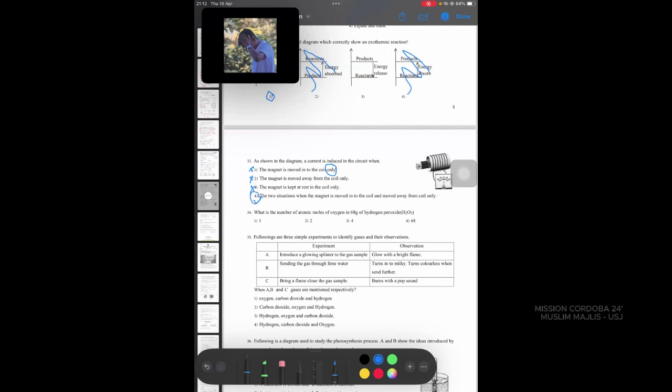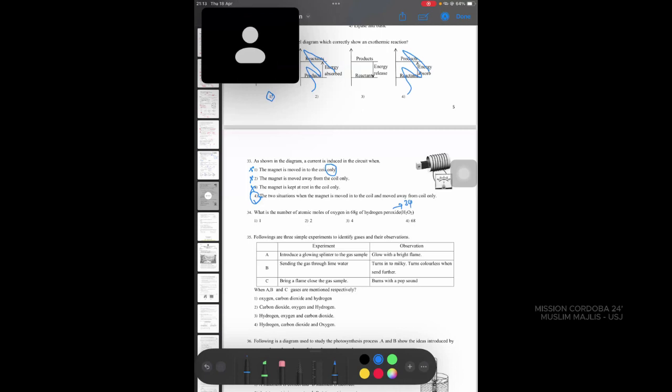What is the number of atomic moles of oxygen in hydrogen peroxide? Now, someone tell me the molar mass of hydrogen peroxide. 34. 32, 34. Good. So, what is the number of moles of H2O2? 68 divided by 34. That is how much? 2 moles, no?